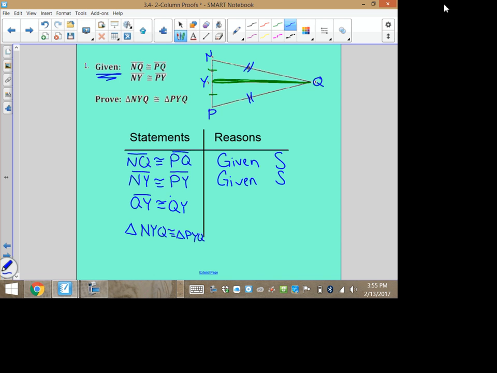And how do I know that? Think back to the properties that we talked about at the beginning. We know that by the reflexive property, because something is congruent to itself is the reflexive property. And again, that's another side. So I have 3 sides, so I know that my triangles NYQ and PYQ are congruent by side, side, side. So there we constructed our first proof. Hopefully you start to get the hang of some of these, but we'll do a few more for practice.